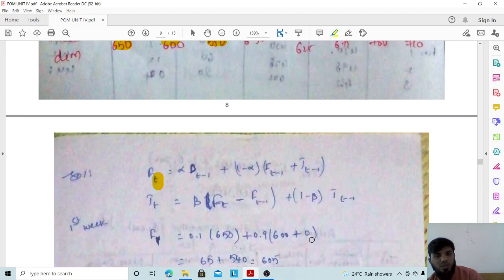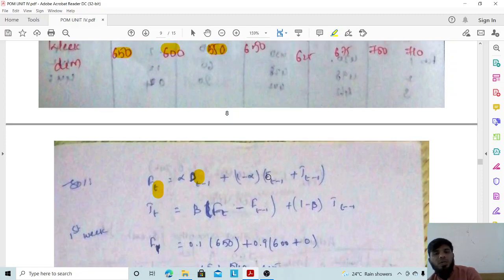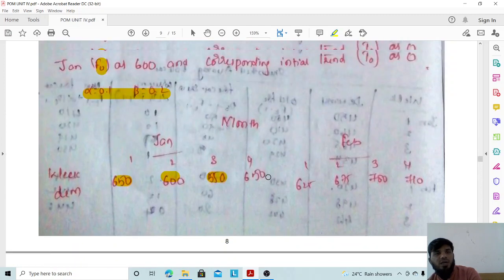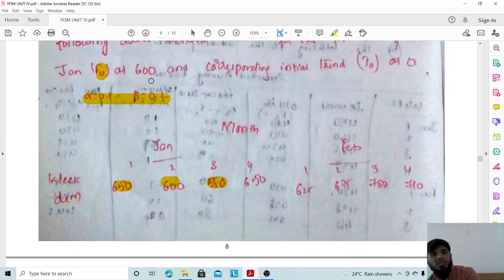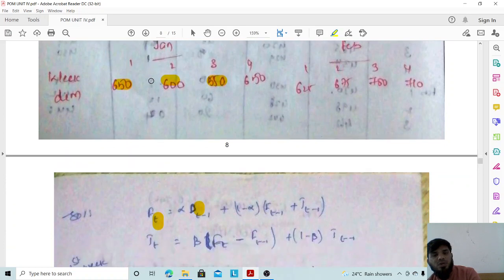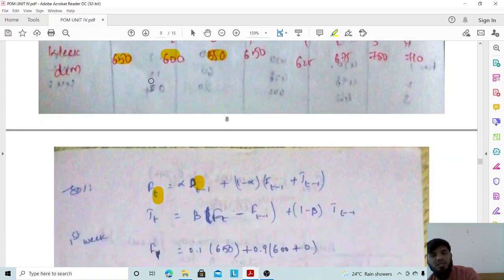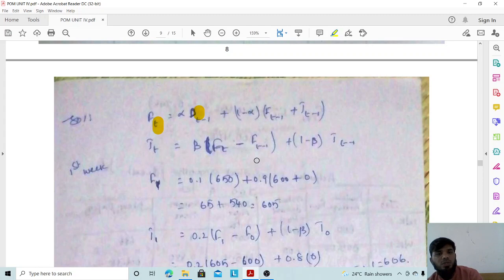Initial trend is 0. The demand is 650. Next, why is this 600? Because 1 minus 1 is 0. The initial data they have given, the forecast has been given as 600, so we are taking 600, plus the initial trend, which is also given as 0. Then we will get the value of the forecast for the first week.